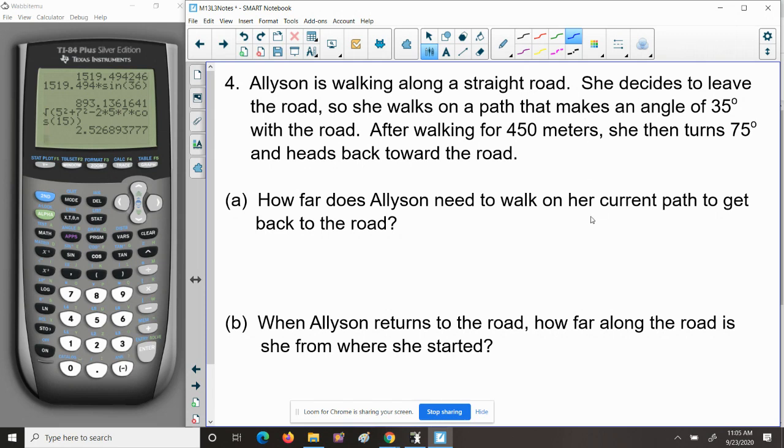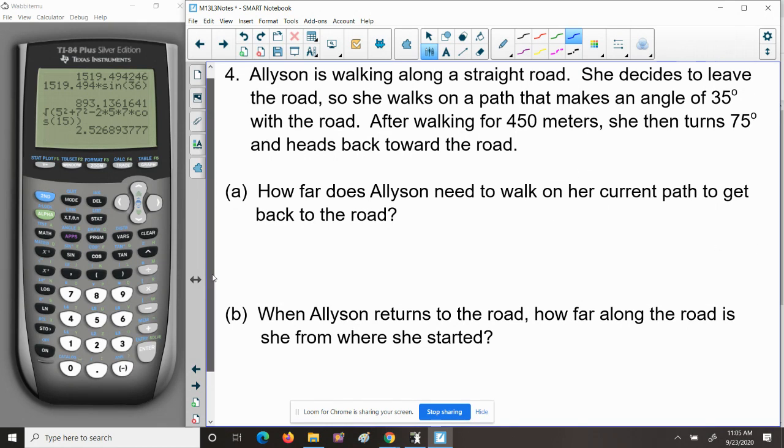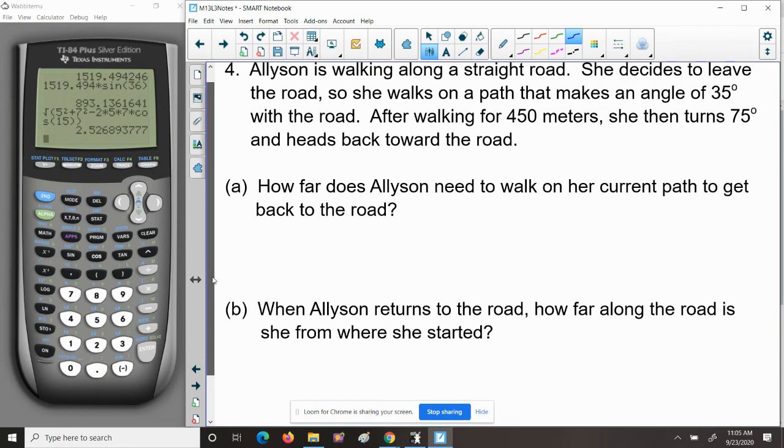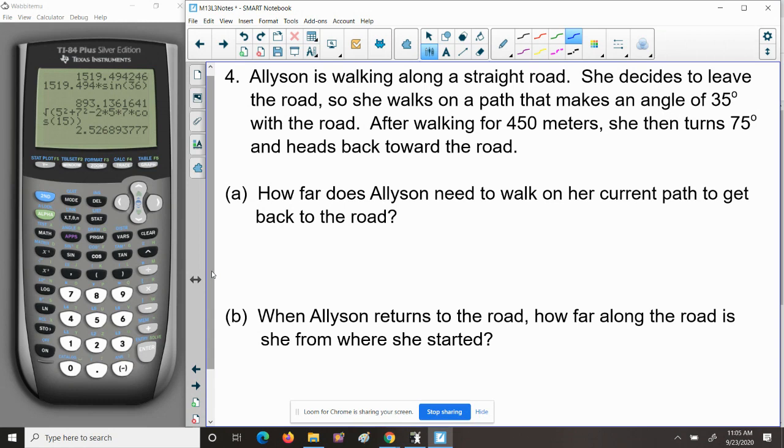Okay, so before I even look at what we're trying to solve for, let's try to draw a picture here. I'll put it right here. So she's walking on a road, right? So let's say this is the road. I've got a straight road that she's walking on. Okay, and she decides to leave the road and walk on a path that makes an angle of 35 degrees with the road.